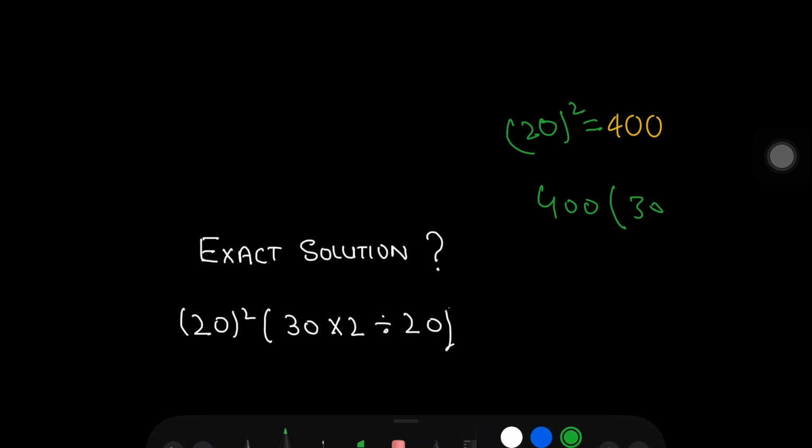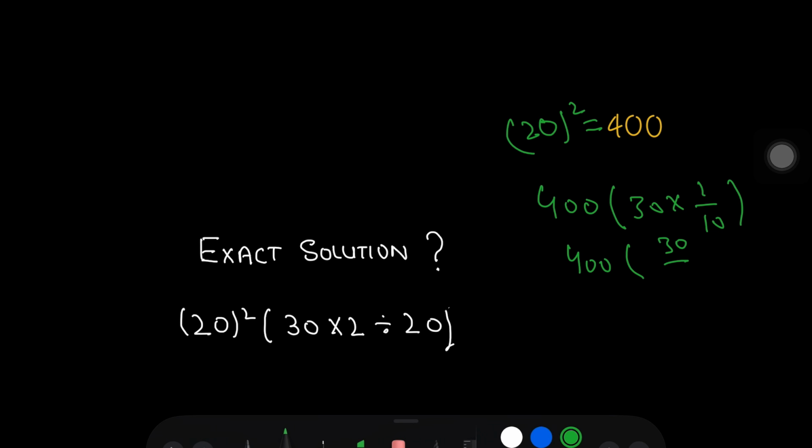30 multiply 2 divide 20. First of all, we simplify the division, or it is your choice. When two arithmetic operations, division and multiplication, are included, it is your choice which operation you solve first. So here, first of all, we are solving the division. 30 multiply 2 divide 20 is 1 over 10. So here, 400.